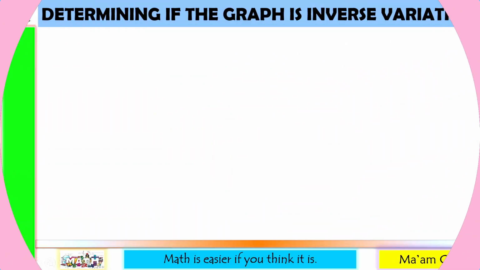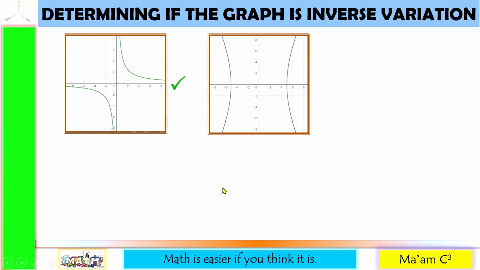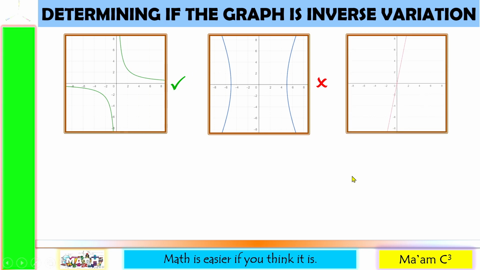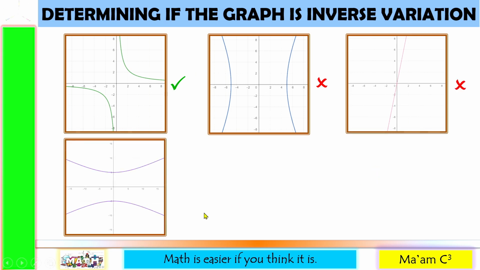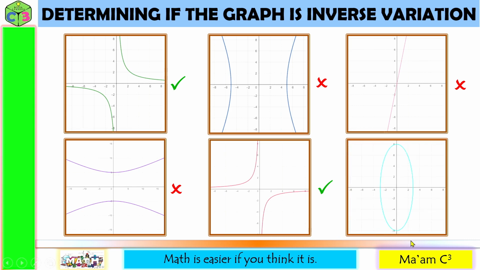Now let us determine if the graph is inverse variation. Let's have the first one. This is an inverse variation. How about this? No, it passes through the x-axis. How about this one? This is a straight line, so no. This one? Also no, because it passes through the y-axis. How about this one? Yes, this is an inverse variation. Last one, this is not an inverse variation. It passes through the x-axis as well as the y-axis.